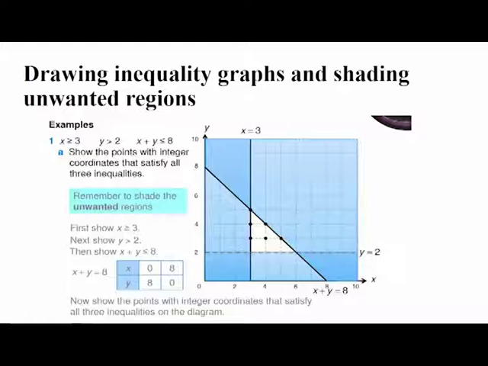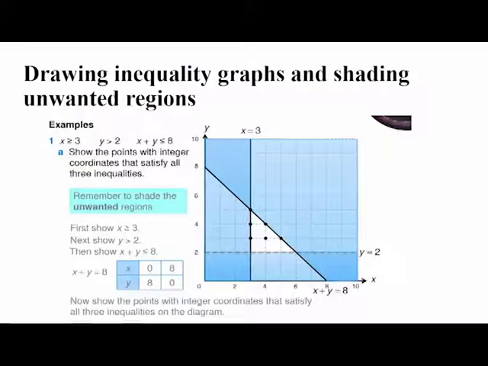that is y is equal to 2, and which region is unwanted? The inequality says y is greater than 2. I want numbers greater than 2. Which numbers are greater than 2? 3, 4, 5. Numbers up here are the numbers greater than 2. Otherwise, the numbers down here are not greater than 2, so they are not needed. We shade that part, the unwanted region.